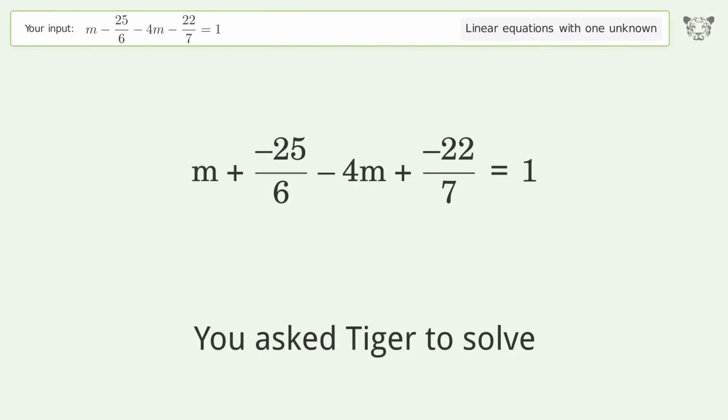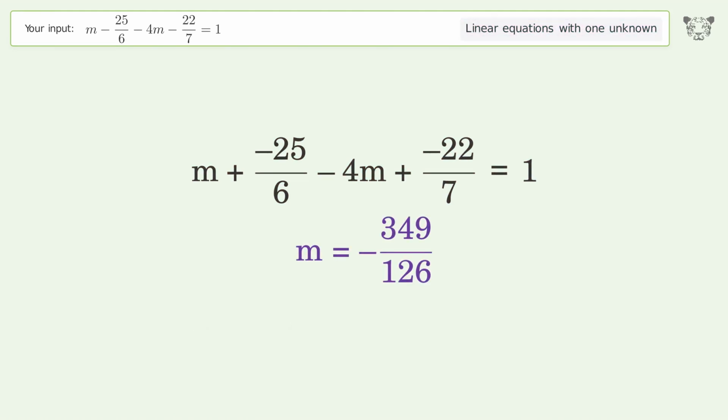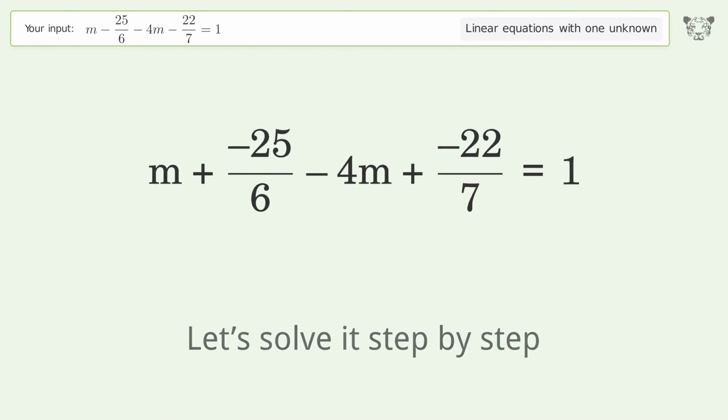You ask Tiger to solve. This deals with linear equations with one unknown. The final result is m equals -349/126. Let's solve it step by step.